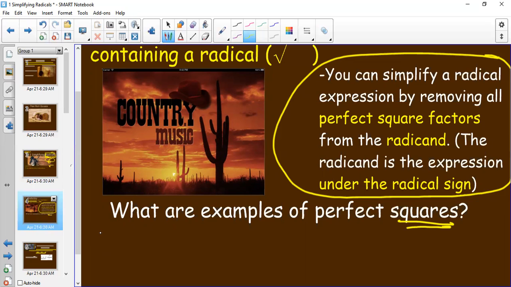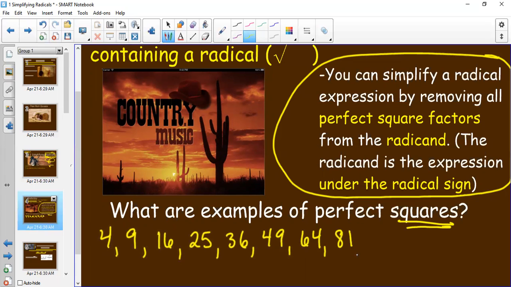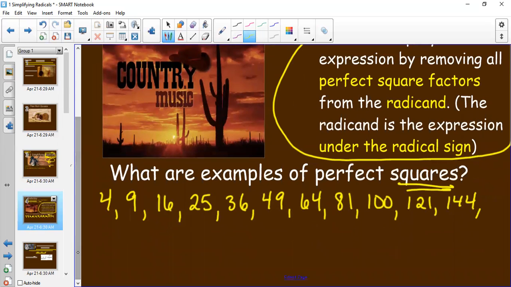All right, so 2 squared is 4, 3 squared is 9, 4 squared is 16, 5 squared is 25, 6 squared is 36, 7 is 49, 8, 64, 9, 81, 10, 100, 11, 121, 12 is 144, 13 is 169, 14 is 196, and 15 is 225. Now it can go on forever, but these are going to be the ones that we mainly will be using, and honestly, most of them will be under 100.